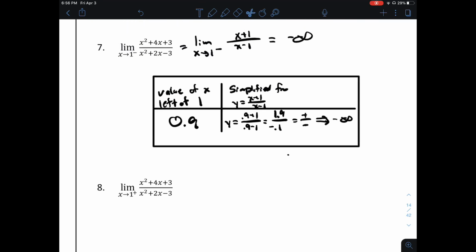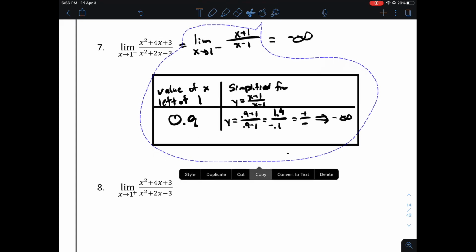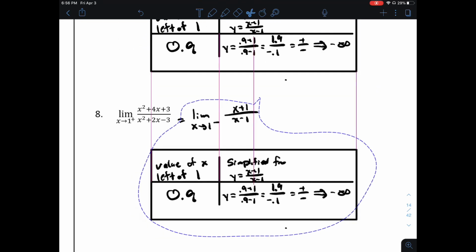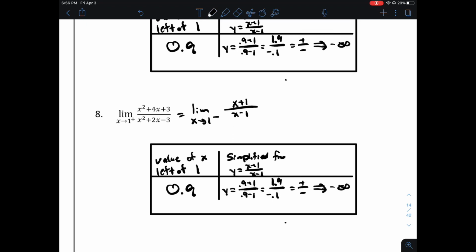Same question, but from the right. So let me copy some of this down here. Make changes as I need to. Here we're approaching from the right. And we want to choose a number from the right of 1.